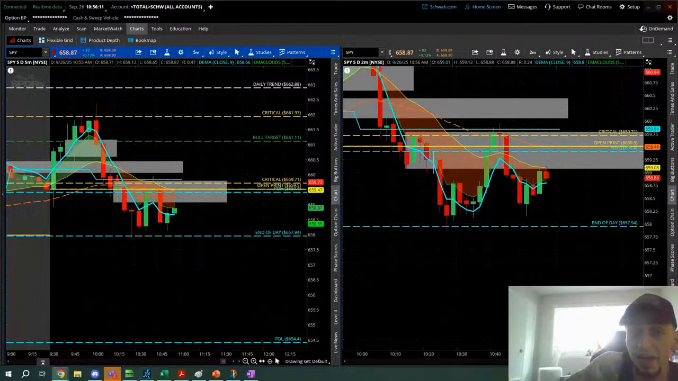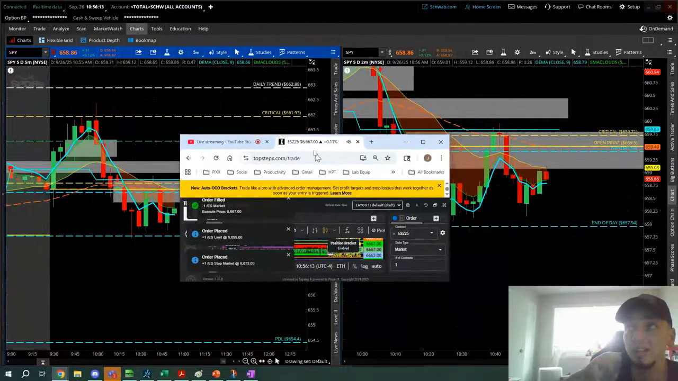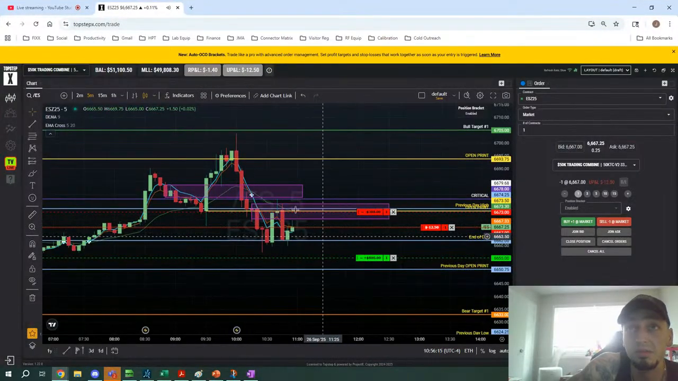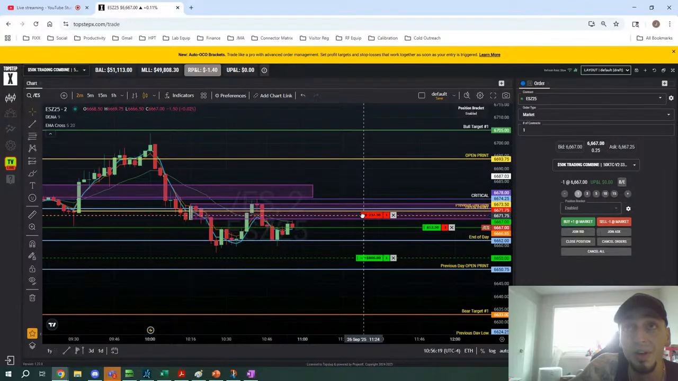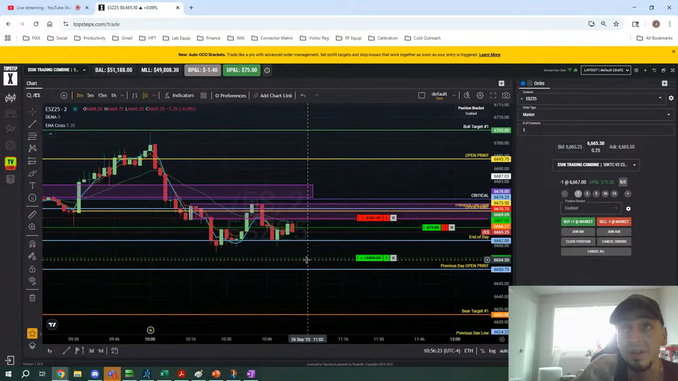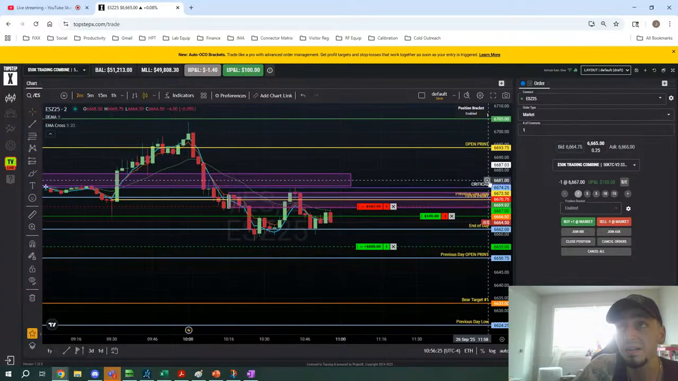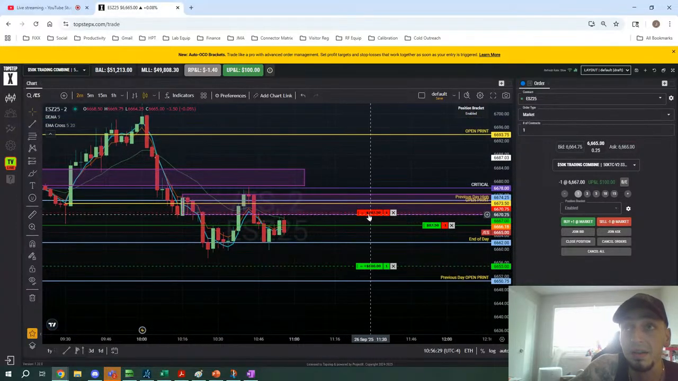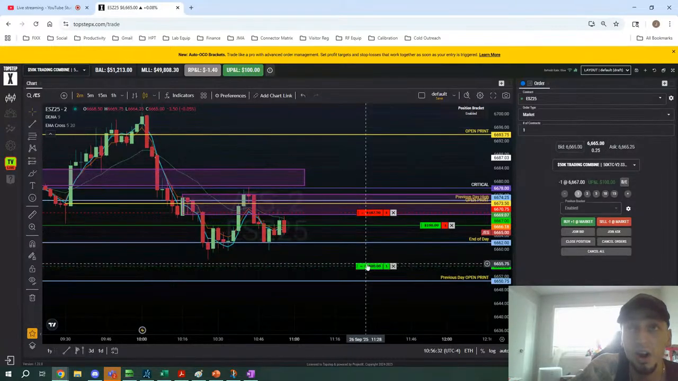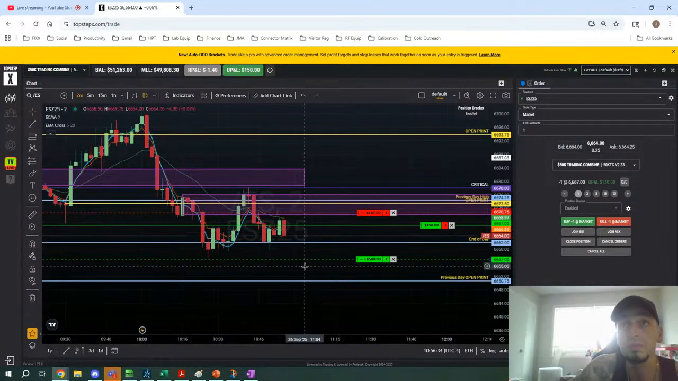Retest. All right, I'm in it. Short play here, guys. Gonna put on a little short play. I got really tight risk here. Let's see what we get. Really tight risk. Great entry so far. Want to target lows.